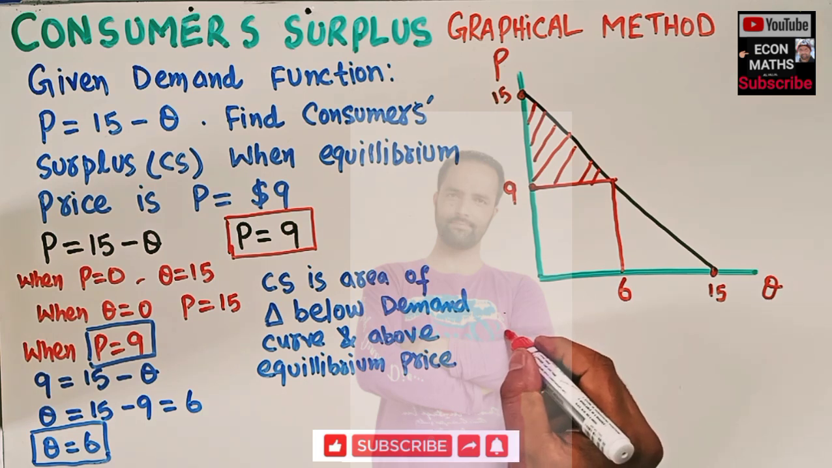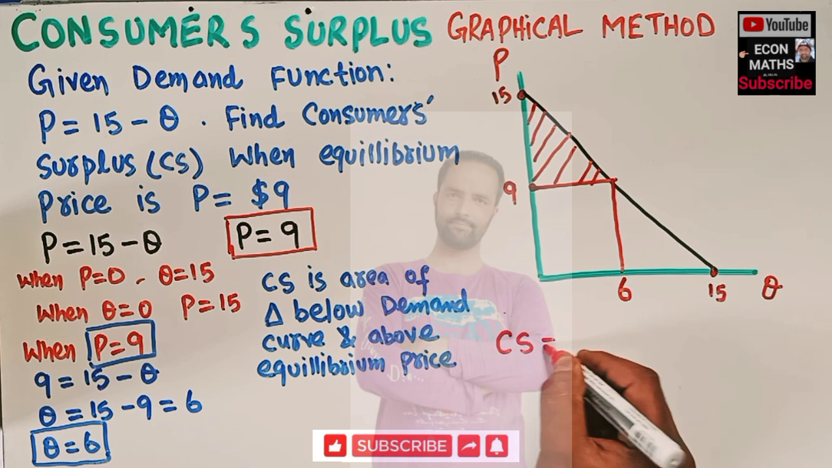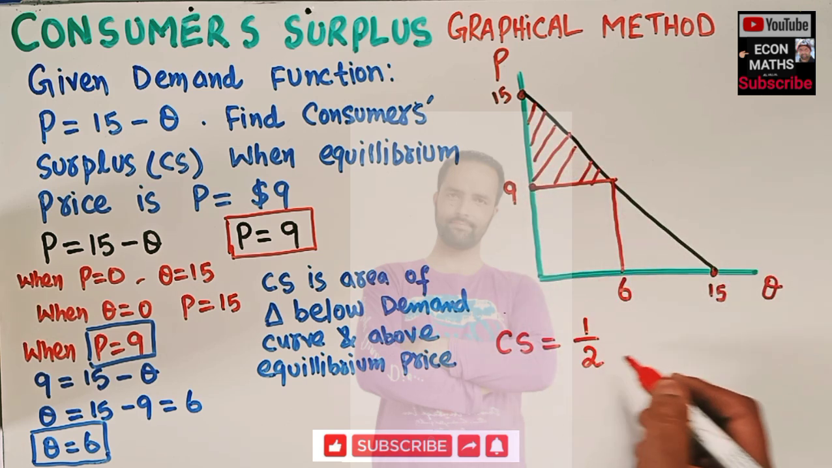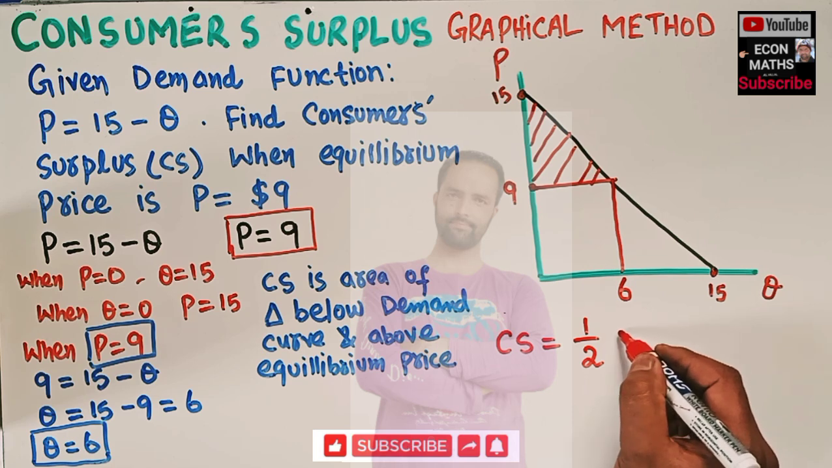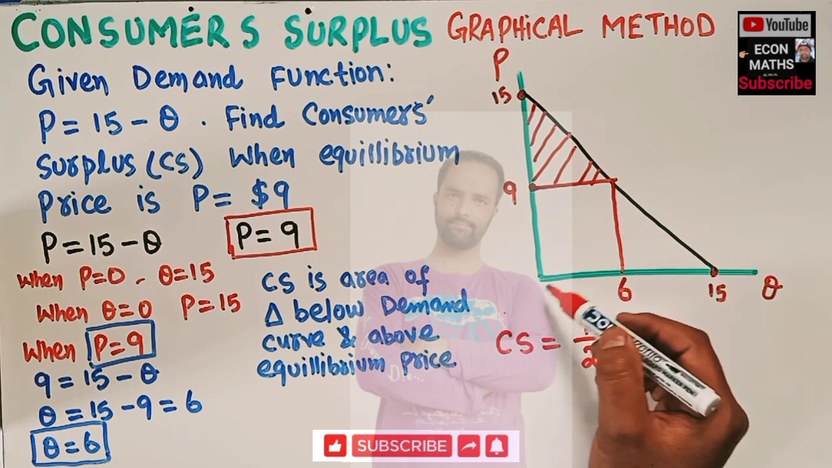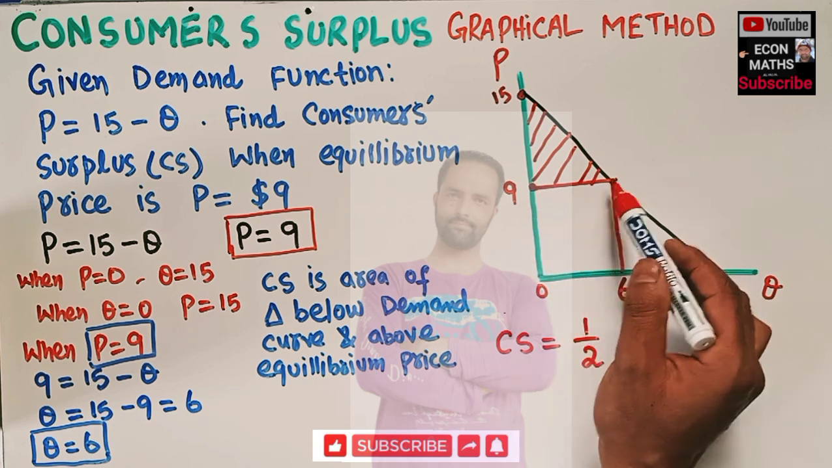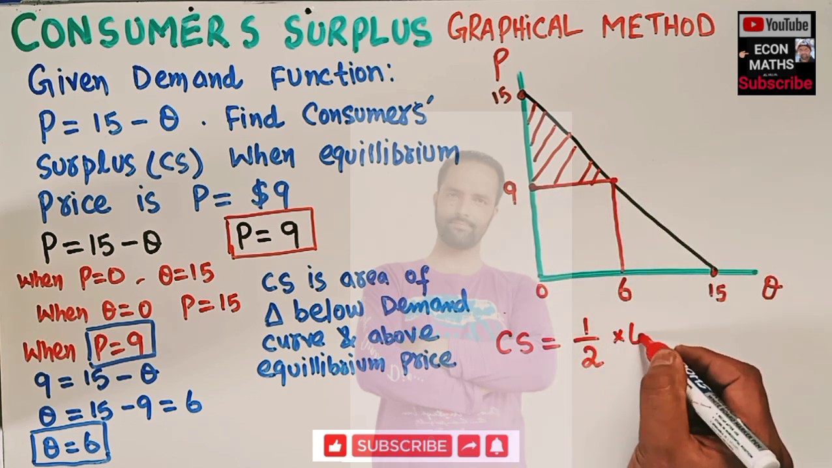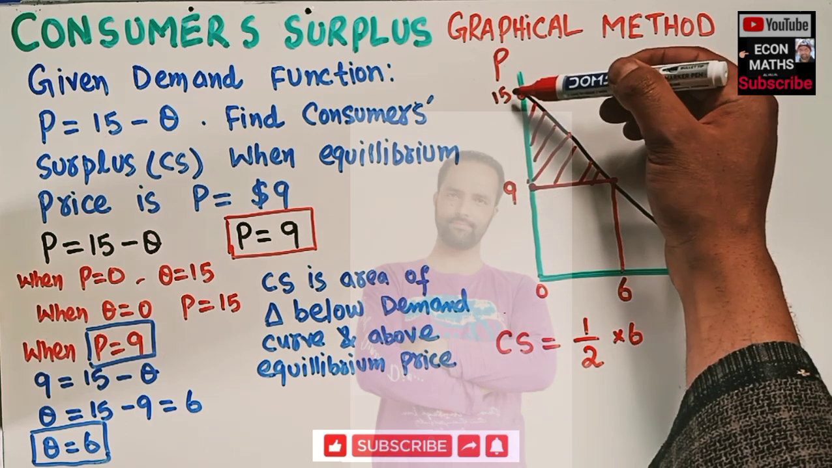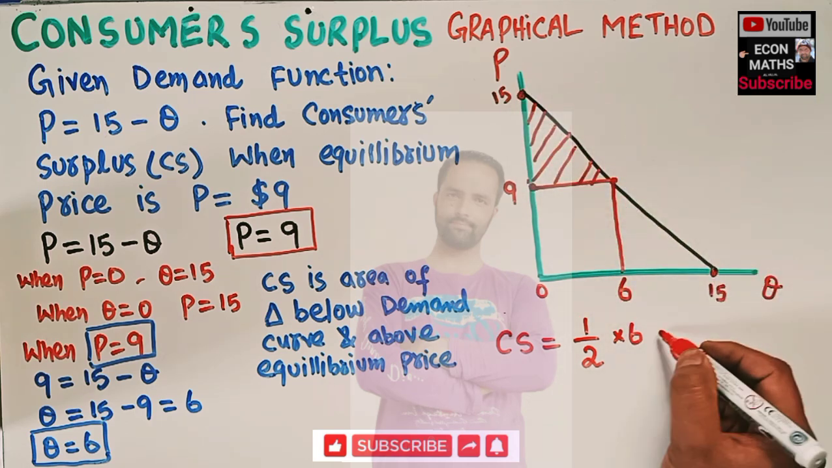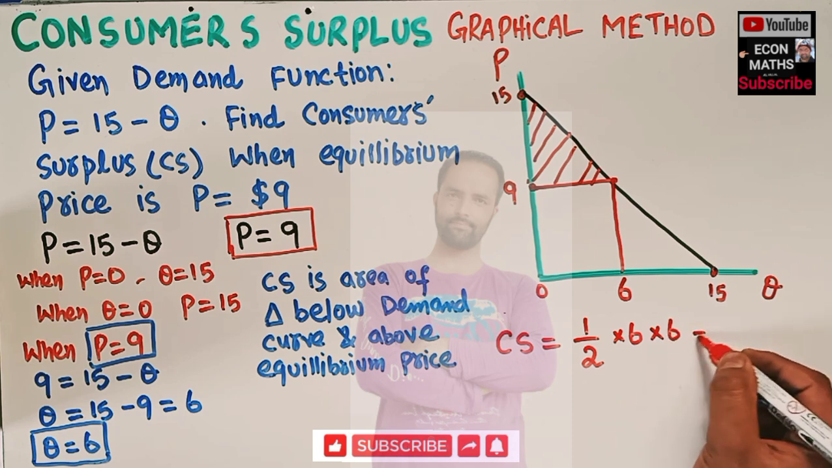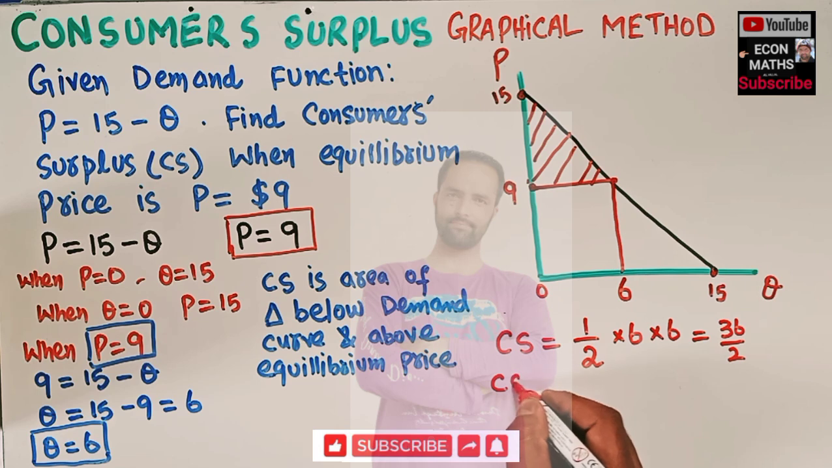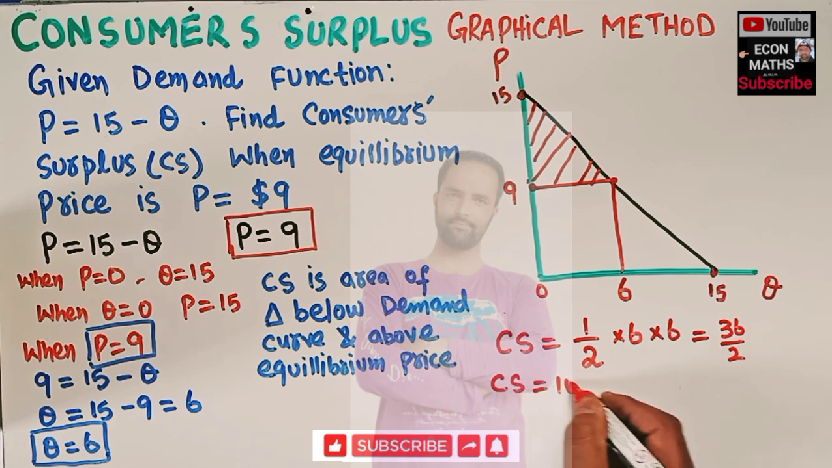Our consumer surplus is equal to, now the area of a right angle triangle is simply equal to 1/2 of base times height. What is the base here? It is from 0 to 6, so the length is 6. And what is the height of this triangle? 15 minus 9, which again comes out to be 6. So it is 36 divided by 2. That means our consumer surplus is equal to 18.